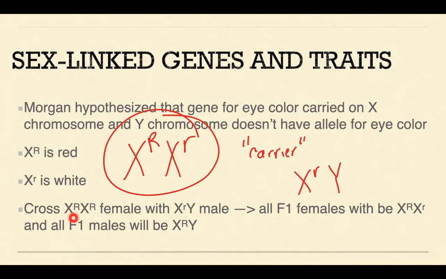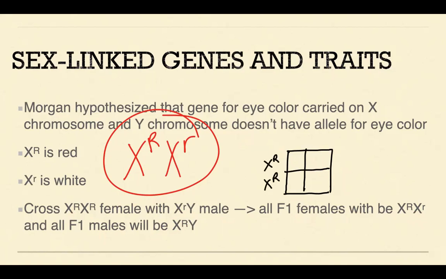So if you cross a homozygous dominant red-eyed female with a white-eyed male, all of the F1 females are going to be carriers, and all of the F1 males are going to have the dominant version of this gene. So let's just do that Punnett square, because we know how to do that. So we've got that, and then we've got XR, XR, and here we've got X little r and Y.